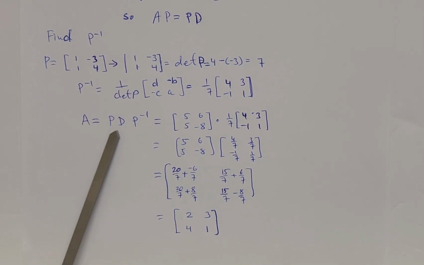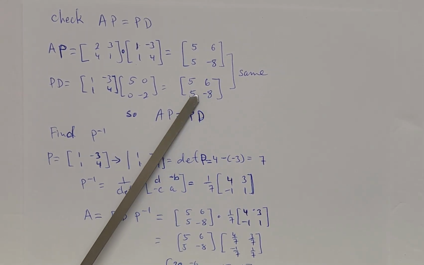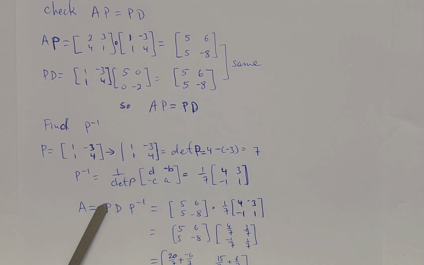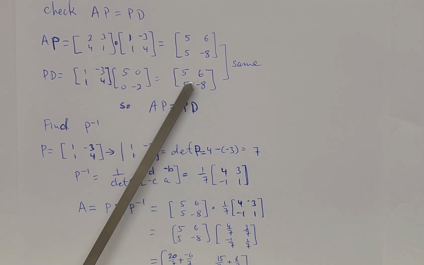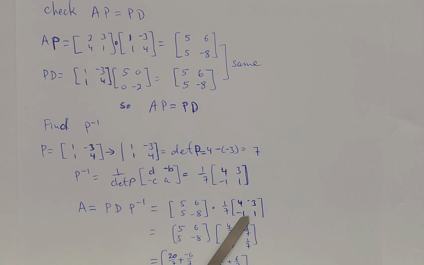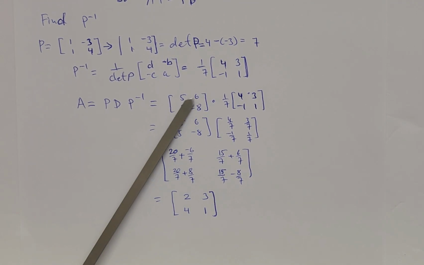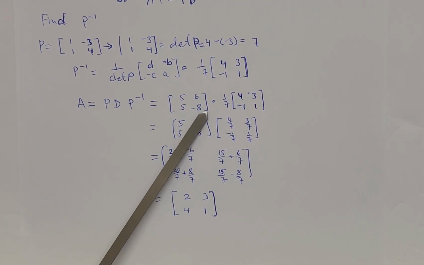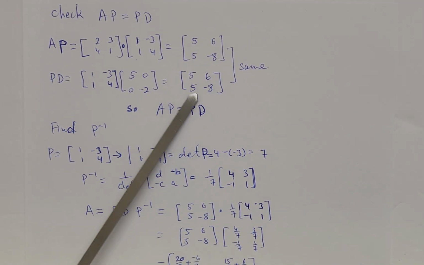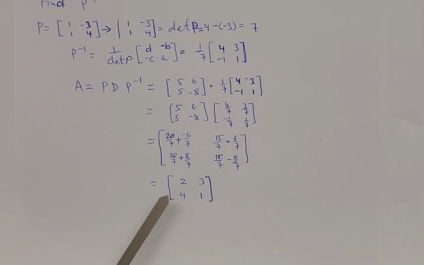Now PD, we already have PD, which is up here. Here's my PD, which is right here. So bring this matrix down here, and then my P inverse goes here. Now all we have to do is multiply. This is our PD matrix, which is from up here, and my P inverse is here. Now put those two together and then multiply.